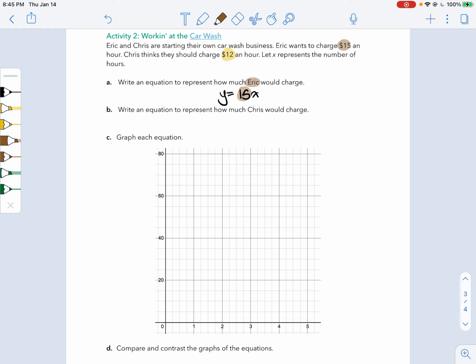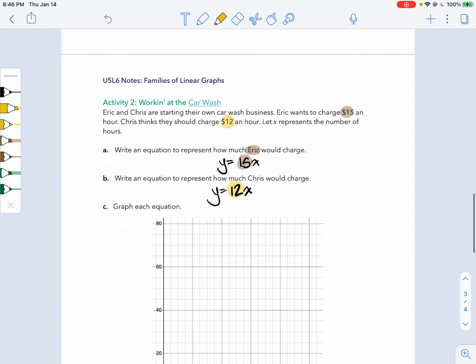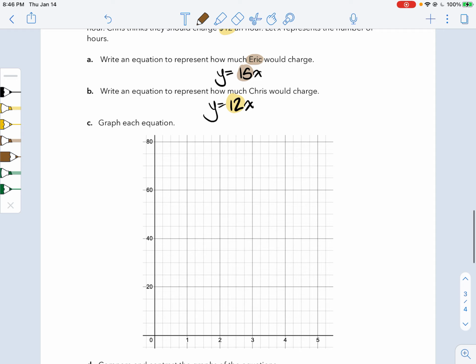Chris says, you know what? I'm going to compete with you. I'm going to go for a discount, and he is going to charge $12 an hour. So in graphing each equation, the slope is 15. After 1 hour, Eric charges 15, which is going to be here. After 2 hours is 30, 45, 60, etc.